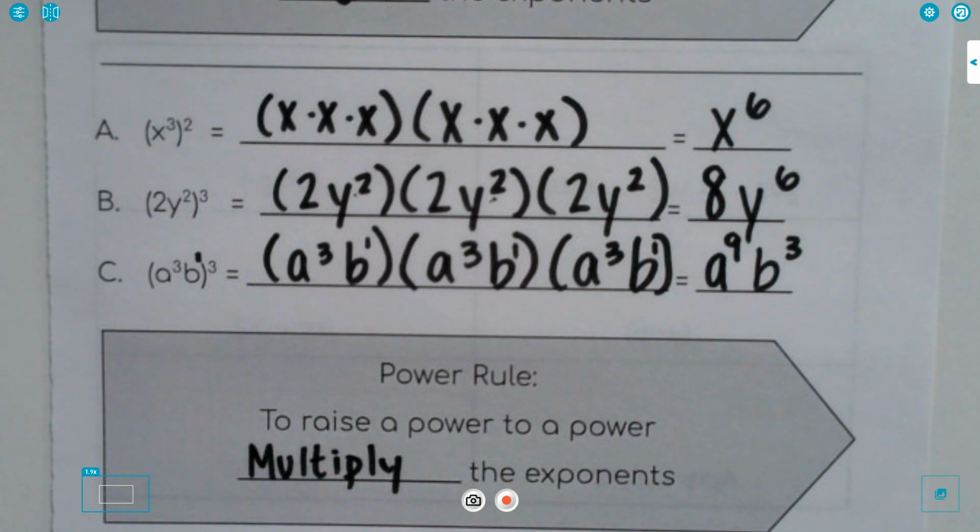Okay, so those are the 2 rules that we need to know today. We need to know the product rule. We add the exponents. So for multiplying them together, they're on the same level. We add the exponents. If it's a power to a power, that's when we multiply the exponents. Did I say that wrong? If we're multiplying, we add. If we're doing a power to a power, we multiply.